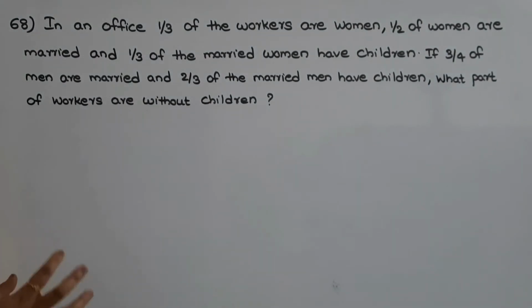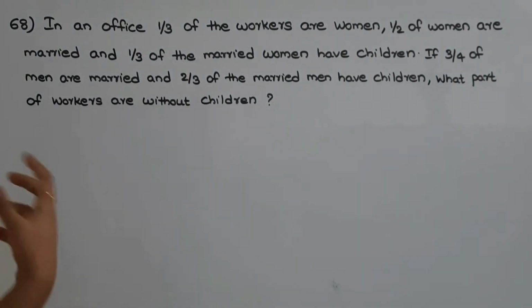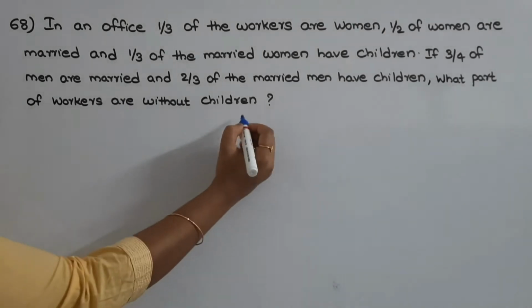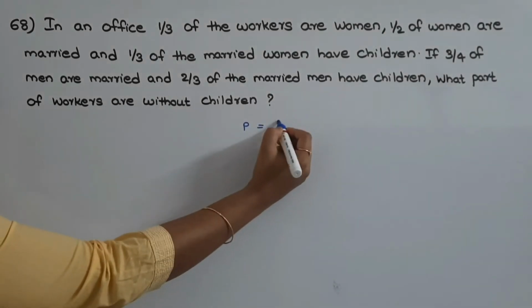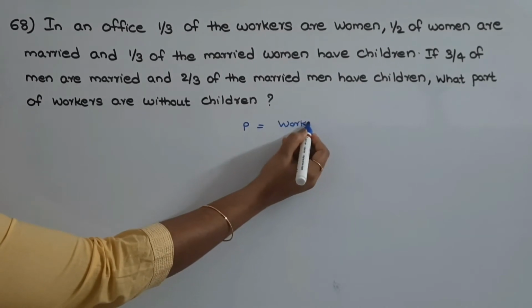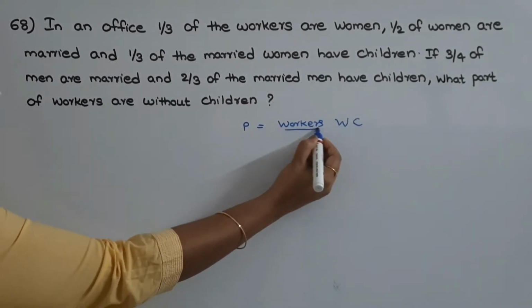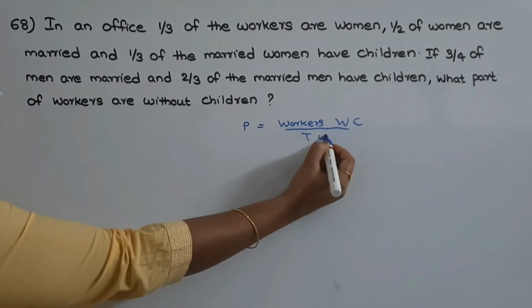In this question, we need to find out what part of workers in a company are without children. So the part of workers without children will be equal to workers without children divided by total workers.